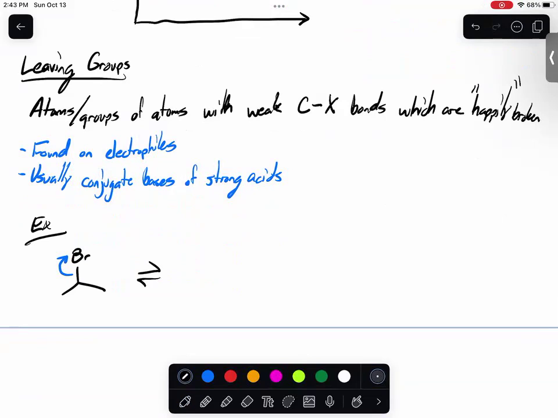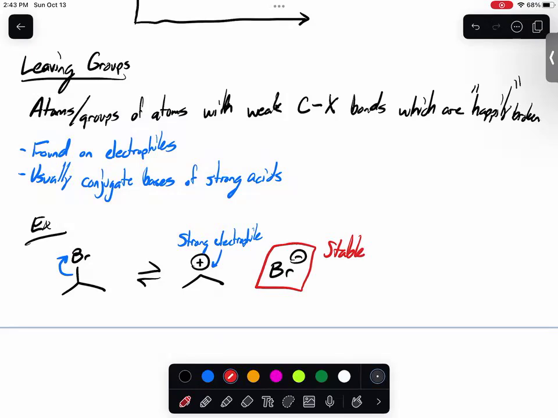And the reason for that is it generates this very strong electrophile, right? Because it wants electrons there, but then also it generates Br minus. And we know that Br minus, bromide, is the stable conjugate base of HBr. What that tells us is that it is a good leaving group. And more importantly, that tells us that this bond between the carbon and the bromine is a weak bond, right?